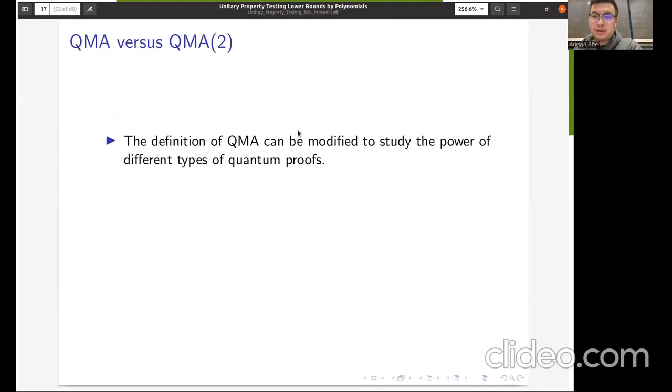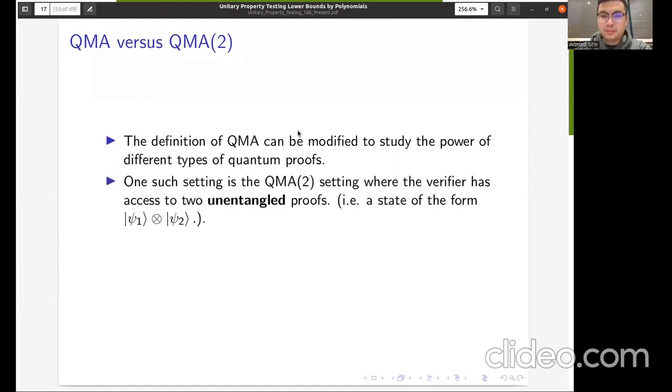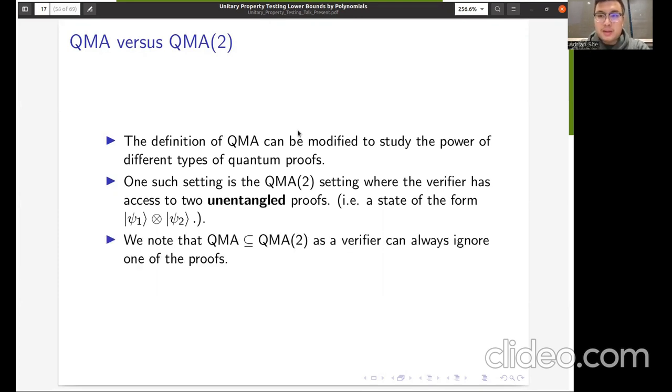However, QMA is also interesting as the definition can be modified to study the power of different types of quantum proofs. One such setting is the QMA2 setting, where the verifier has access to two unentangled proofs. That is, a proof state of the form psi1 tensor psi2, where each of psi1 and psi2 is polynomially sized. We note that QMA is always contained in QMA2, as a verifier can always ignore one of the proofs and act as a QMA verifier.